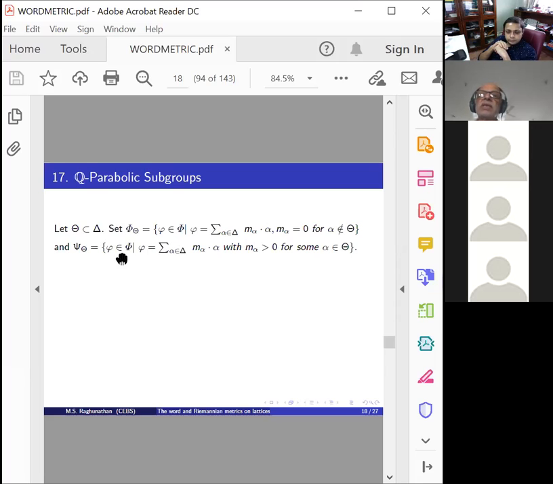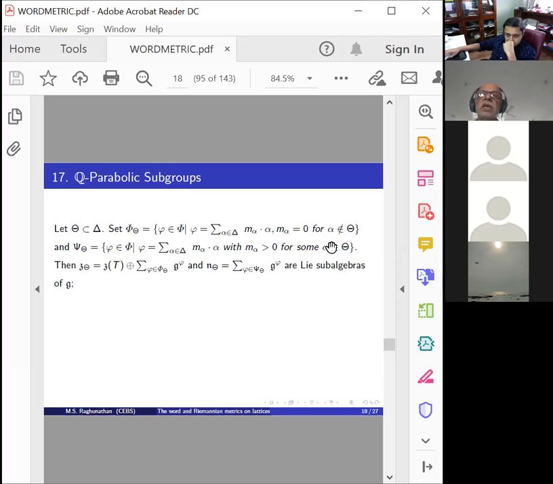And psi sub theta is the set of all phi in capital phi which are sums of sigma M alpha alpha with M alpha greater than 0 for some alpha in delta minus theta. Note that once M alpha is greater than 0 for some alpha in delta, M beta is also greater than or equal to 0 for every beta in delta. So I want to make sure that it is greater than 0 for some alpha not in theta.